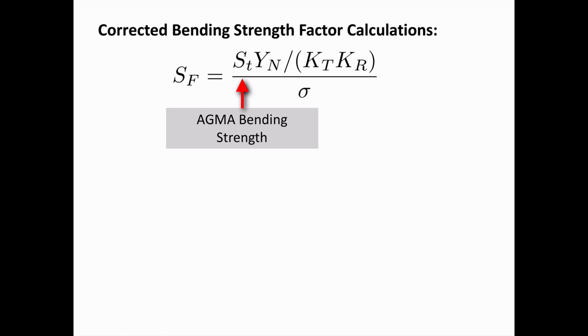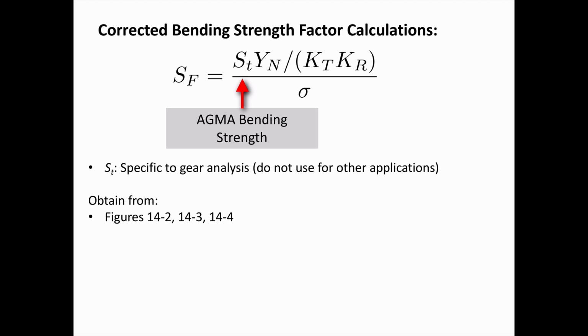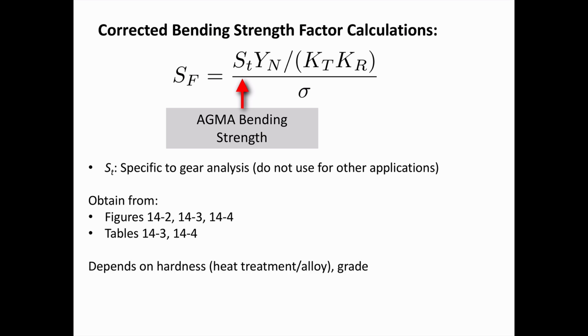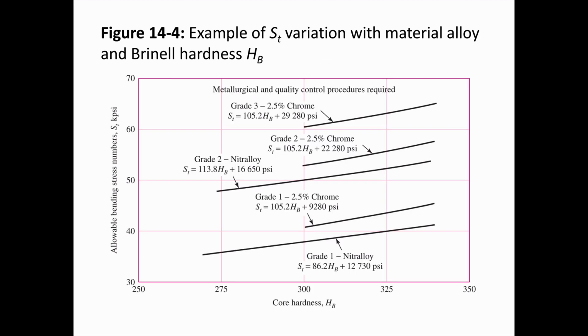S sub t is the AGMA bending strength. This quantity is specific to gear analysis, so don't use this strength value for other types of applications. You can obtain this from these figures or from these tables. This quantity depends on the hardness of the gear, and this depends on how it's heat treated, is it hardened, and also what the material is made of, what kind of alloy it is, and it also depends on grade.